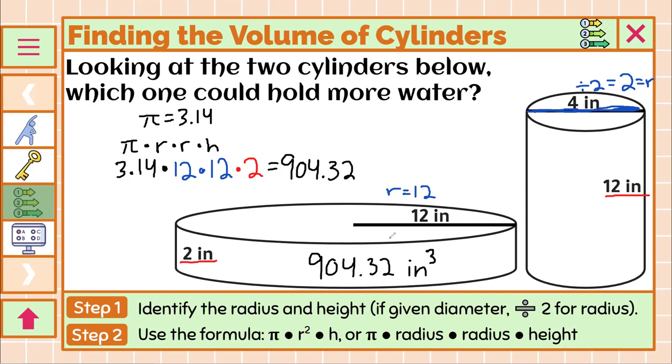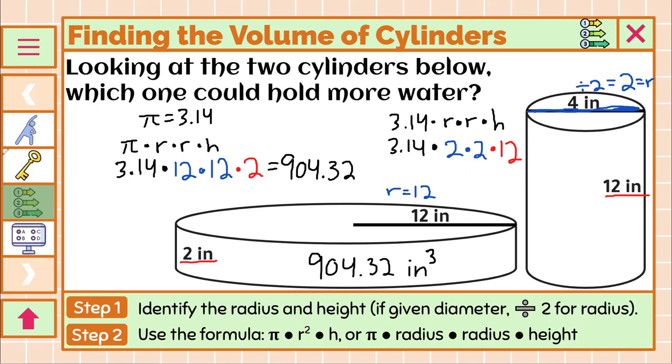We now need to see what is the volume of the other cylinder. Same formula though, just different numbers. So we're still doing 3.14 times radius times height. Again, our 3.14 doesn't change, but what will change is our radius and our height. This time the radius was 2, so times 2 times 2. And the height was 12, so times 12.